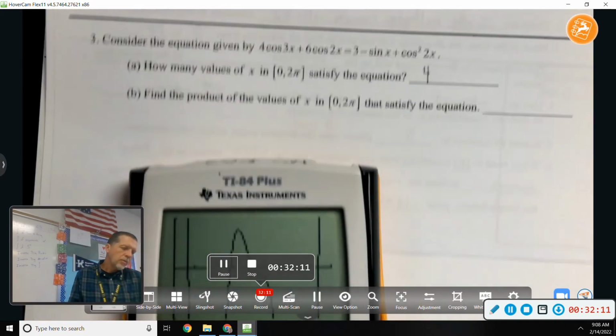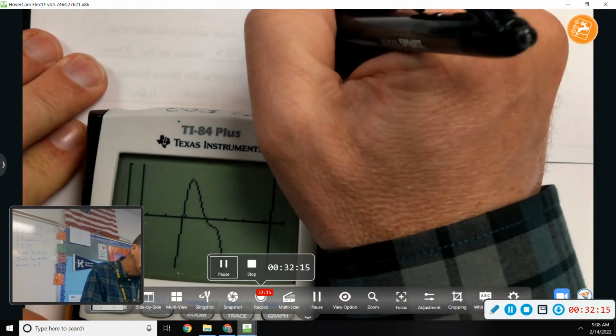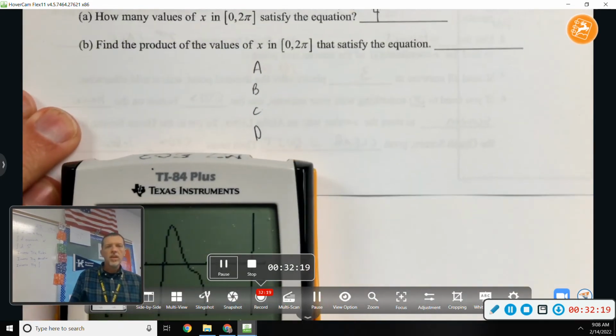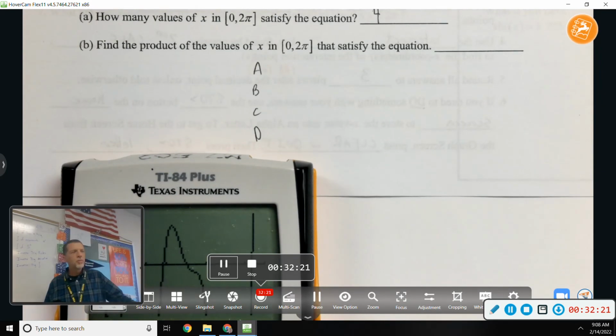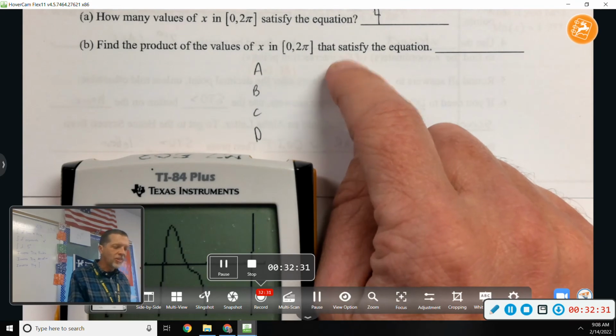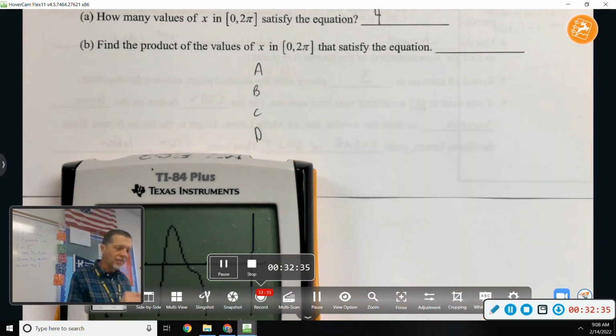Find the product of the values. So I got to find the 4 values, and then I will multiply them all together. So that's kind of just a pain. It's not really difficult. But this would be a great case for, and the reason this one's on here is you don't want to do this one by hand. You don't want to type out all those and then type them all back in. Like, you want the calculator to do that for you.